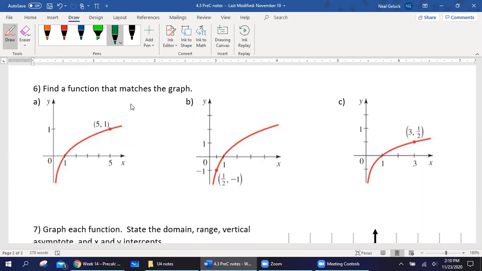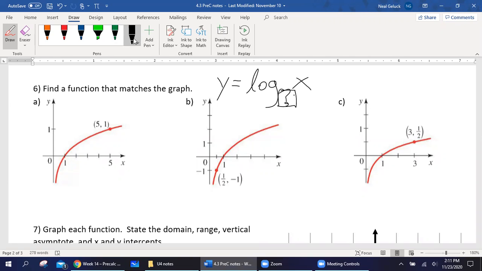On number 6, we're trying to figure out a function that will match this graph. Notice these are all logarithmic functions. And all of these have a fairly simple structure, if you will. They're all going to be of the form y equals log base something of x. Our goal is to figure out what is that something, what goes in there.